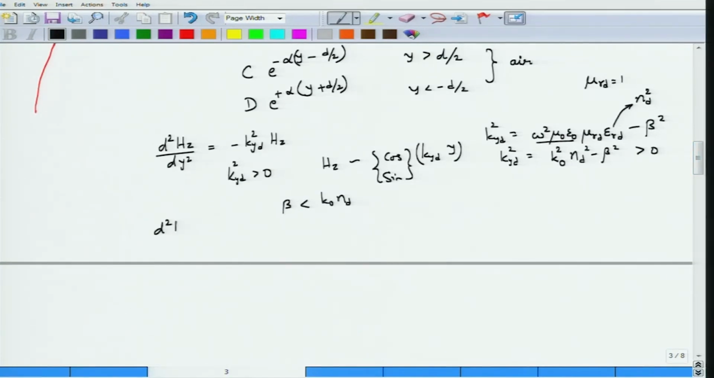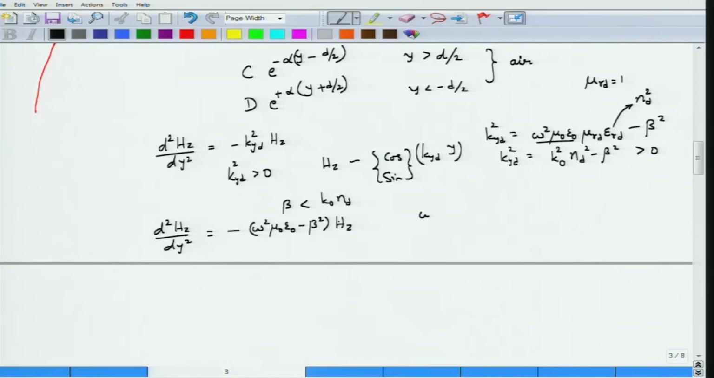Now to the same equation outside the dielectric, let us say above the dielectric, this should be equal to minus omega square mu 0 epsilon 0 minus beta square times Hz.